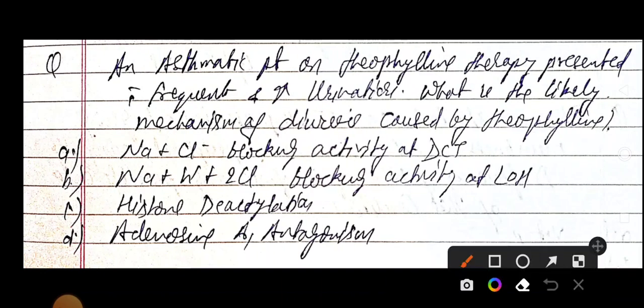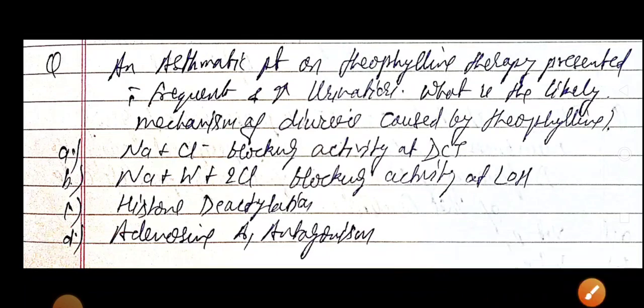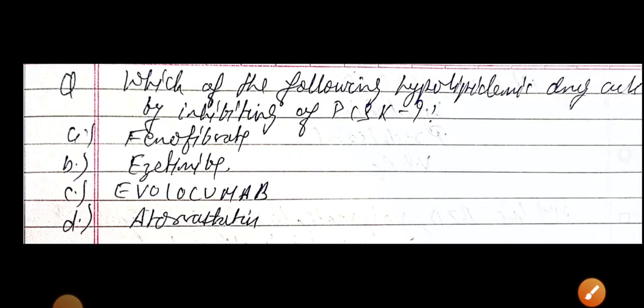Now, an asthmatic patient on theophylline therapy presented with frequent and increased urination. What is the likely mechanism of diuresis caused by theophylline? Sodium chloride blocking activity at DCT, sodium potassium 2 chloride blocking activity at loop, histone deacetylation, or adenosine A1 antagonism. So theophylline acts through adenosine A1 antagonism, okay, as a bronchodilator.